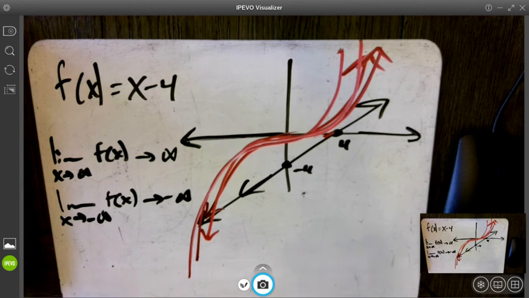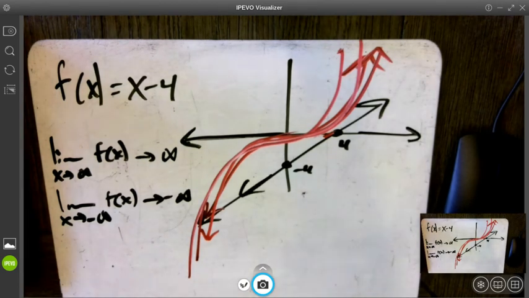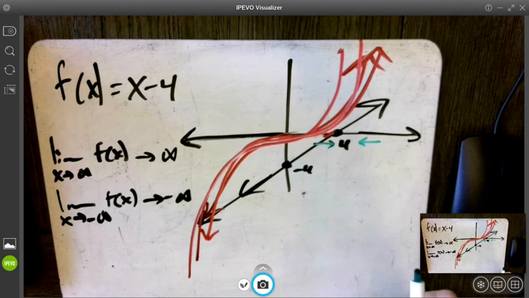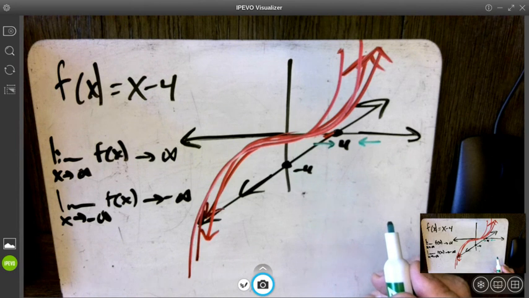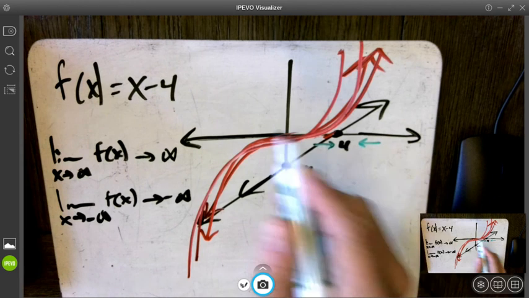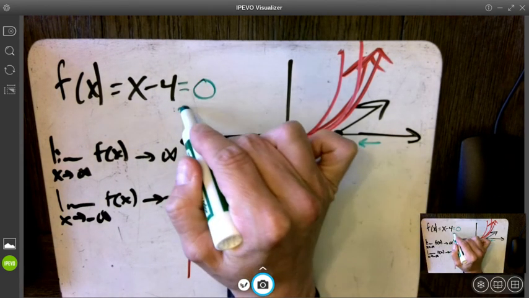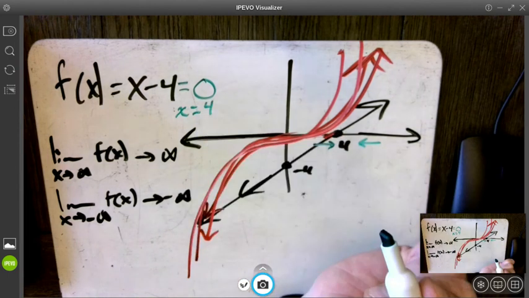Now, we're going to focus in on one other little detail. As we get closer and closer to 4, what's happening? This goes back to Rachel B. earlier in the year when I said, why do we care about setting stuff equal to 0? Why do we care about the roots, the solutions, the x-intercepts? Well, if I solve and set this equal to 0, it's pretty easy to see that x equals 4.